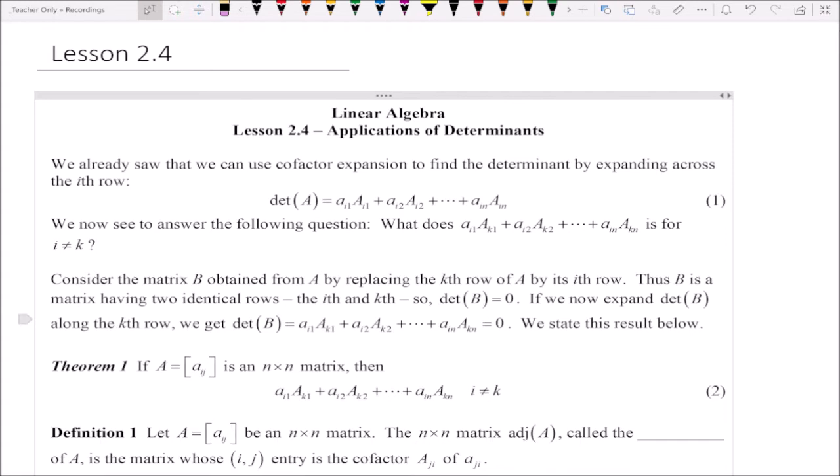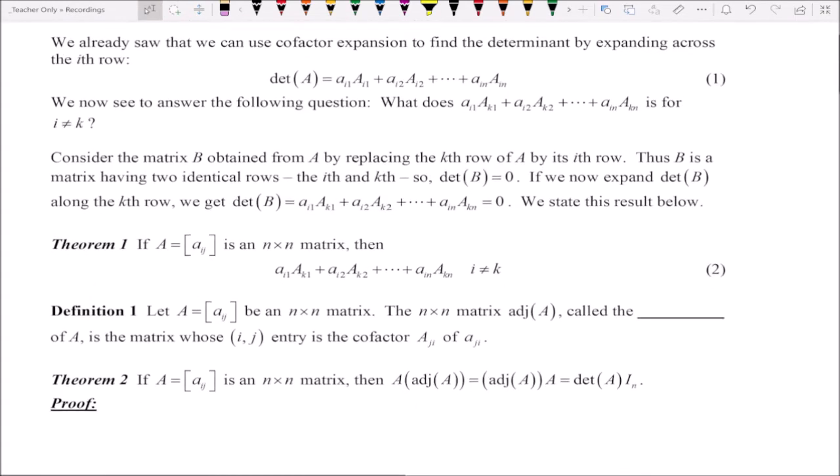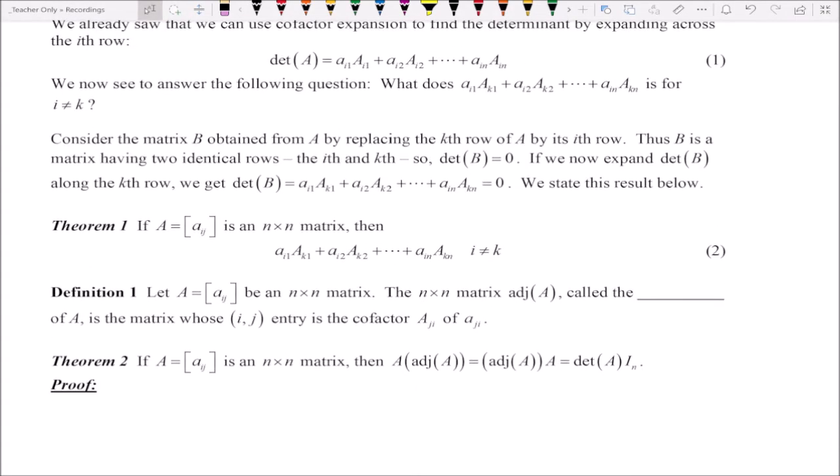So consider the matrix B obtained from A by replacing the kth row of A by its ith row. Thus, B is a matrix having two identical rows, the ith and kth. This means the determinant of B is equal to 0. If we now expand the determinant of B along the kth row, we get the expansion across the ith row, right? So it's equation 1, which is now equal to 0. And this is stated below in Theorem 1.